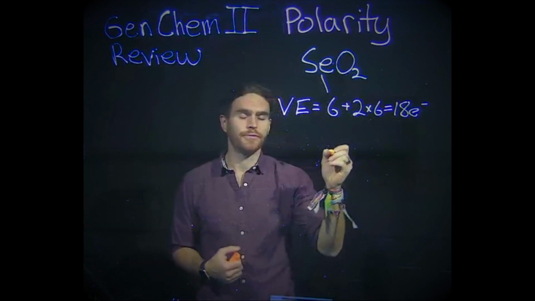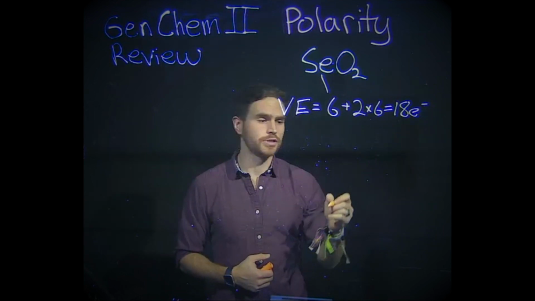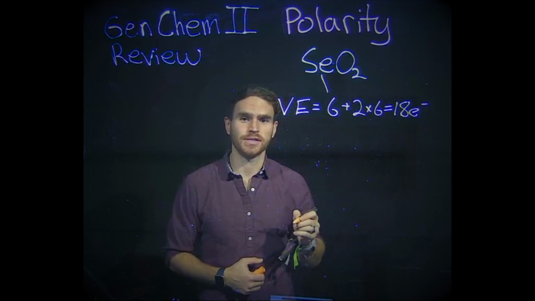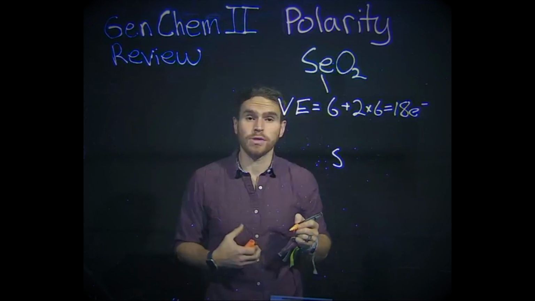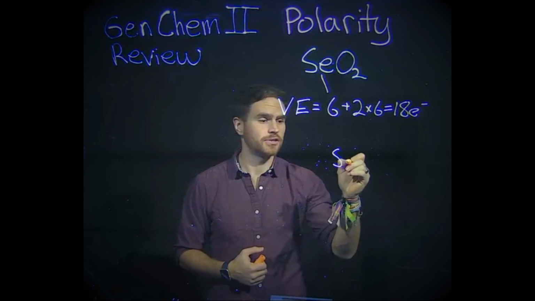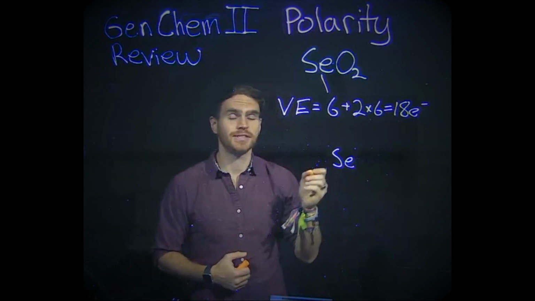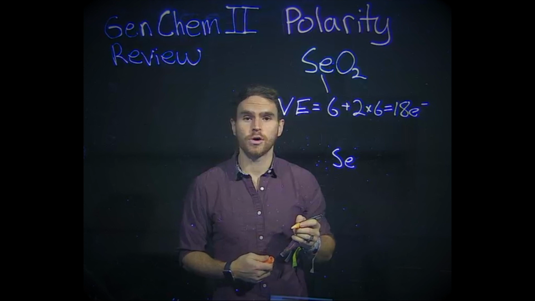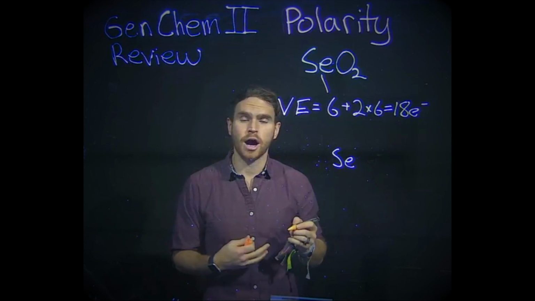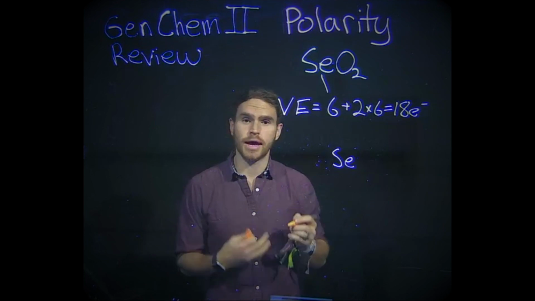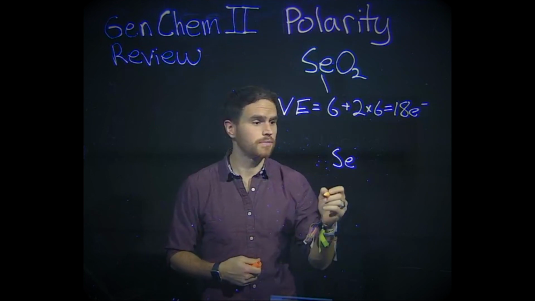Now, the first thing you do when drawing Lewis structures, after determining the number of valence electrons, is you place the more electropositive or least electronegative atom in the center. In this case, it's selenium, because we know that fluorine, oxygen, and nitrogen are the 3 most commonly accepted atoms as being the most electronegative.